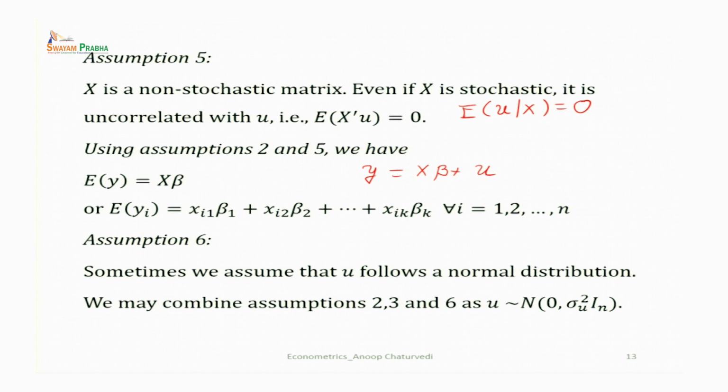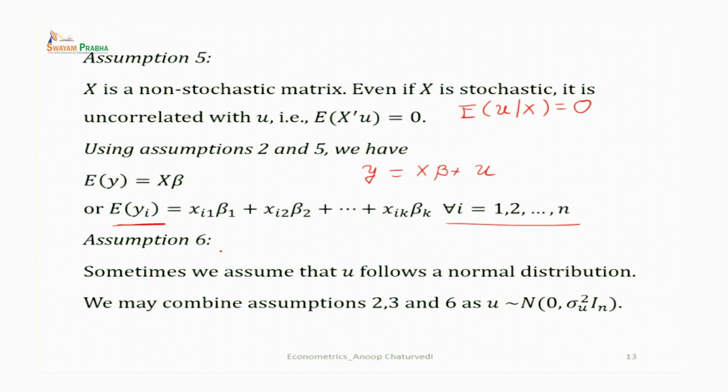Or corresponding to the ith component, you have expectation of yi is equal to xi1 beta 1 plus xi2 beta 2, and so on, plus xik beta k, for all i equal to 1 to n. So, for all the n observations, you get expectation of yi equal to this.